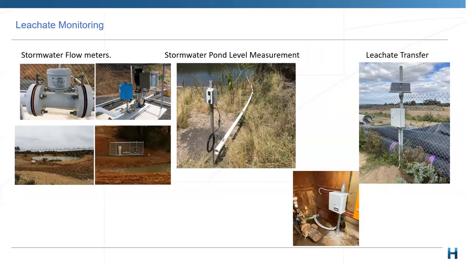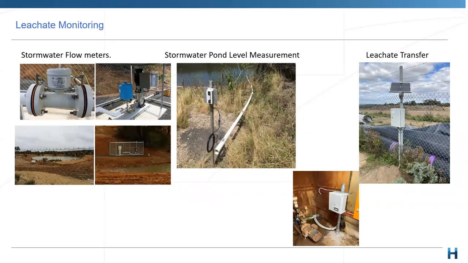We'll just tick along here because we've only got 10 minutes left. These ones are flow meters. On the left, that's a flow meter on a stormwater line, which would be for ultimately discharging off site. And Dom, do you want to talk to the one in the middle about the stormwater pond level measurement?